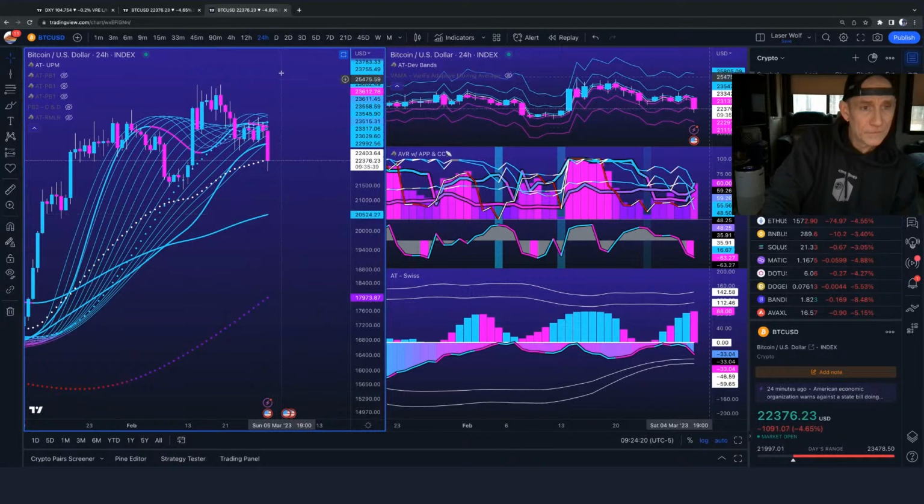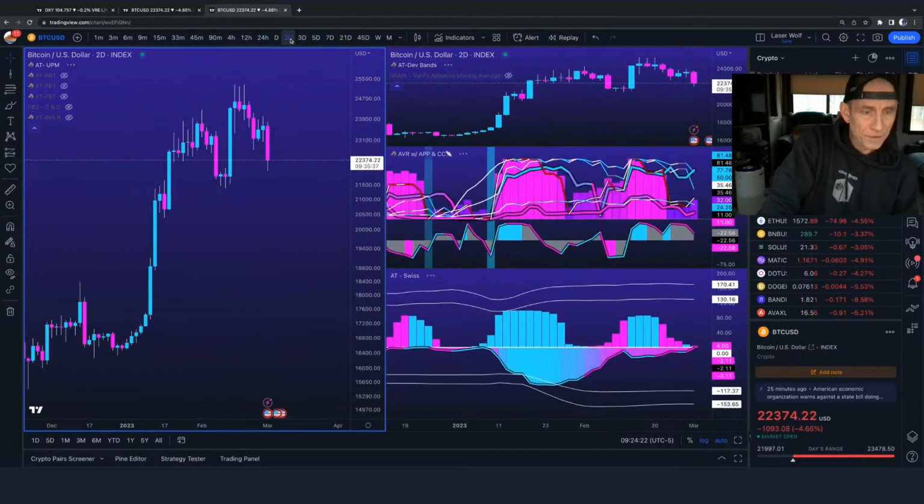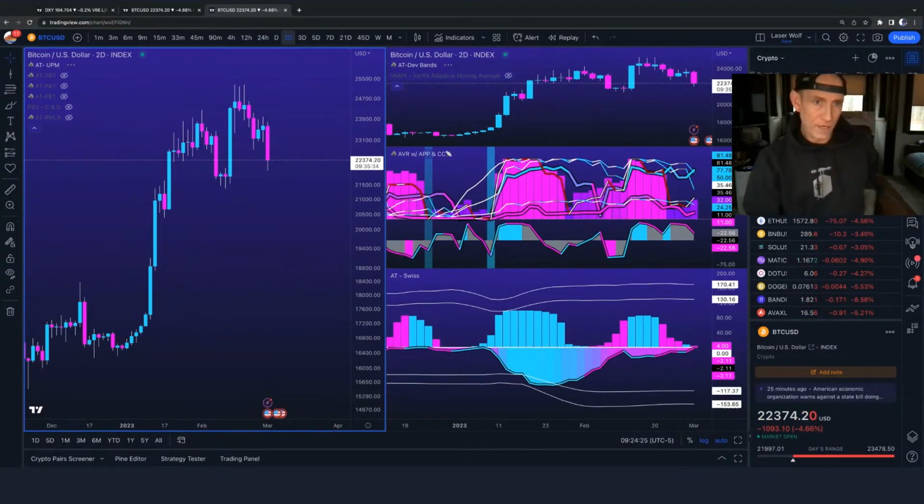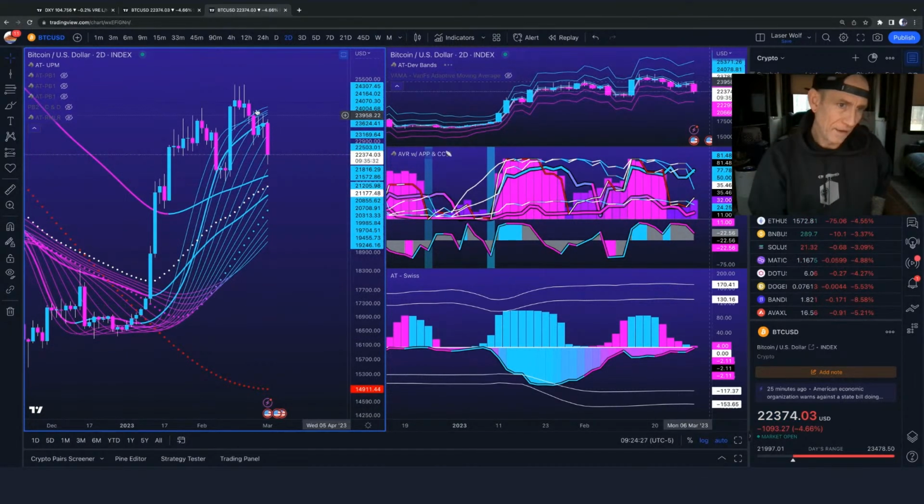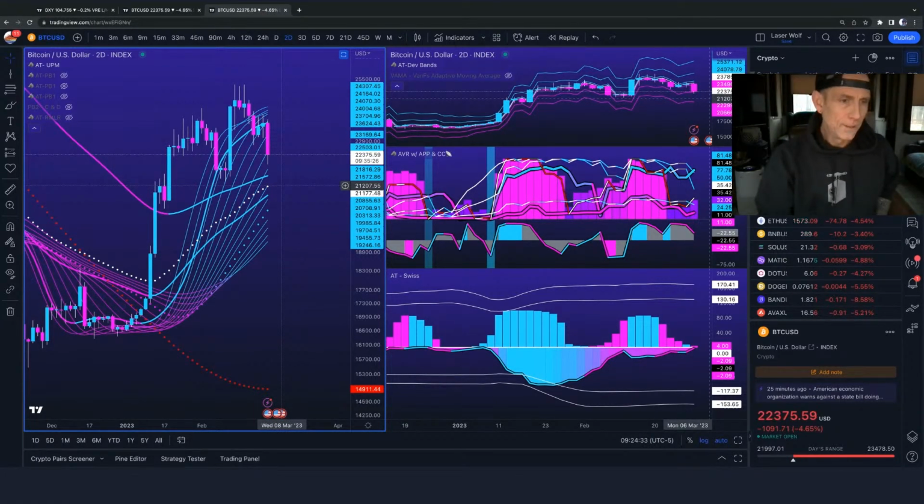Let's see, let's pop up on here. Let's go up to 2-day, 3-day. Look at the weekly. Yeah, finally pulled back in. We're coming down on like a 2-day. Let's see, what's that? 21.2. Possibly.